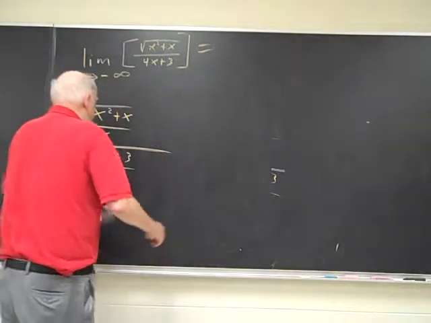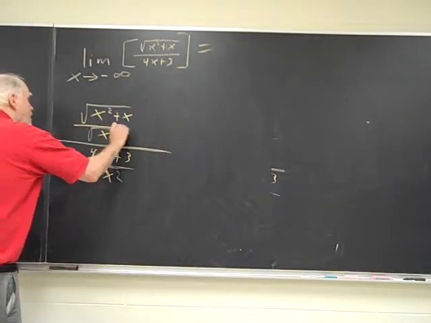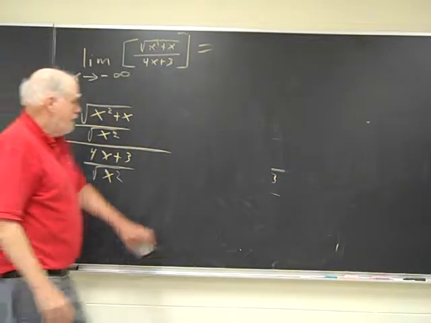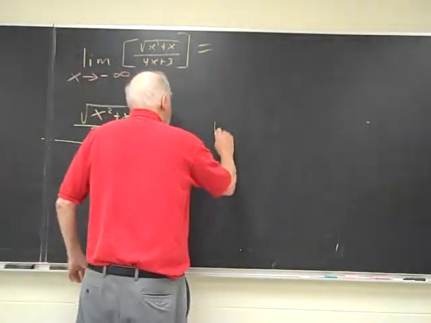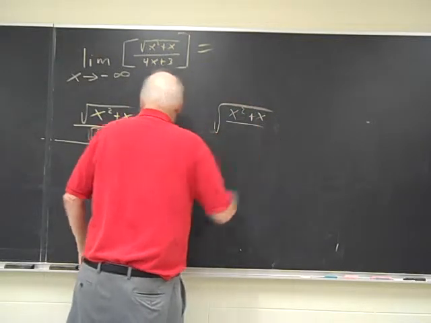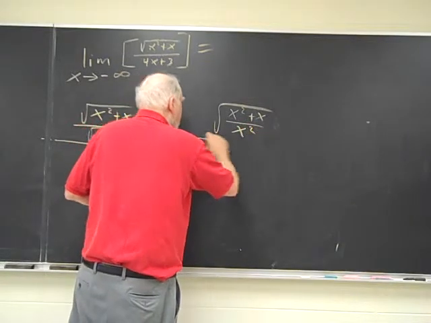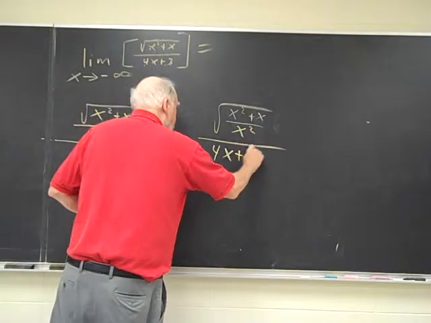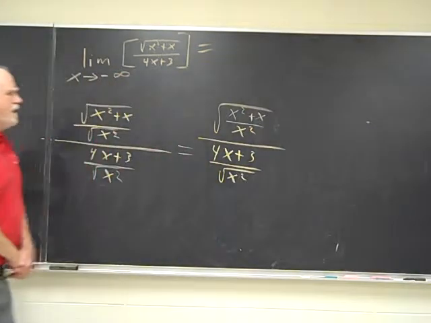Let's go over here and divide this by the square root of x squared. Now I'm dividing the top and bottom by the same thing. So now I can say this is the square root of x squared plus x, divided by x squared. And this is 4x plus 3 divided by the square root of x squared. Okay, we'll leave it like that.